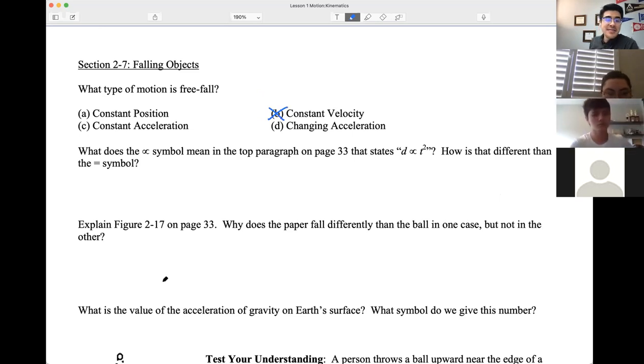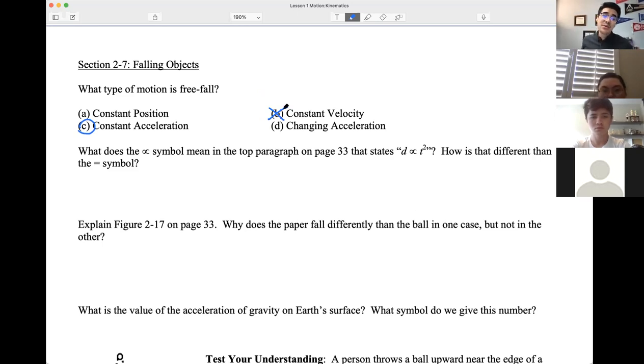Constant acceleration. Because think about free fall. When you drop an object, it starts off barely moving. The exact second I drop it, it's going to start off slow, and then it's going to speed up, speed up, speed up, until it reaches something called terminal velocity. Terminal velocity is when an object can't speed up anymore, and on Earth, that happens because air resistance prevents it from speeding up.